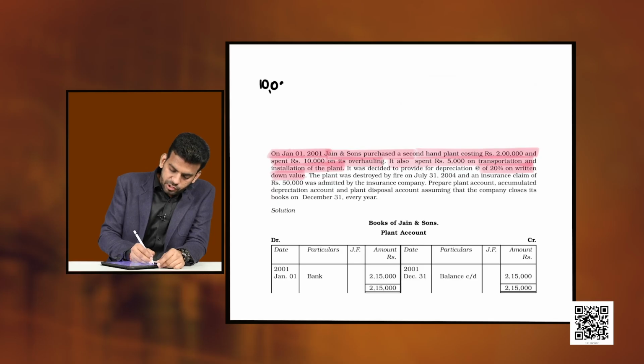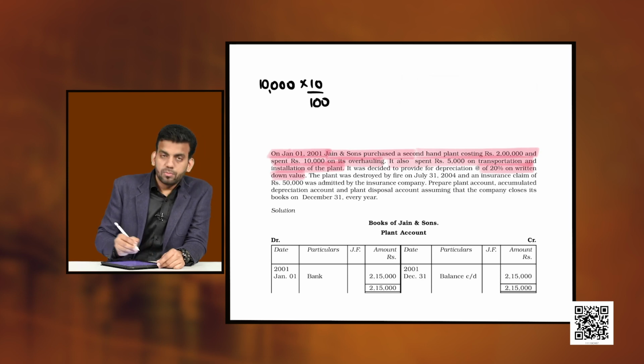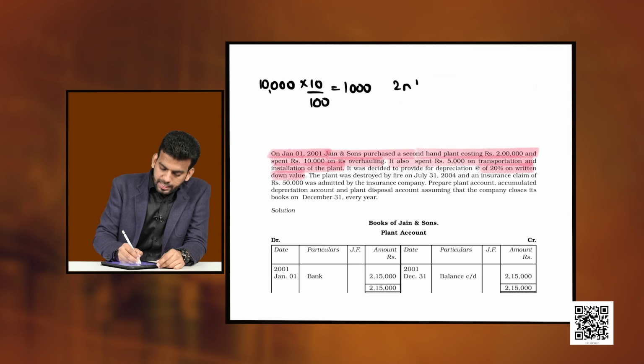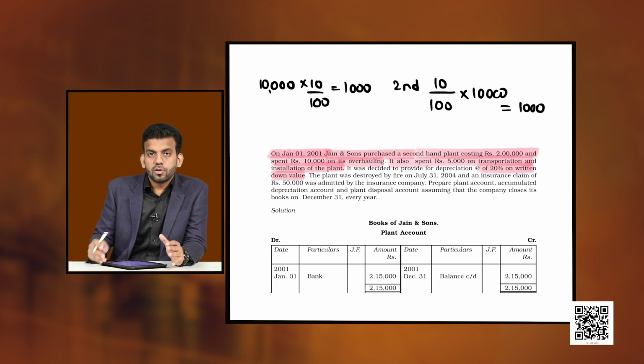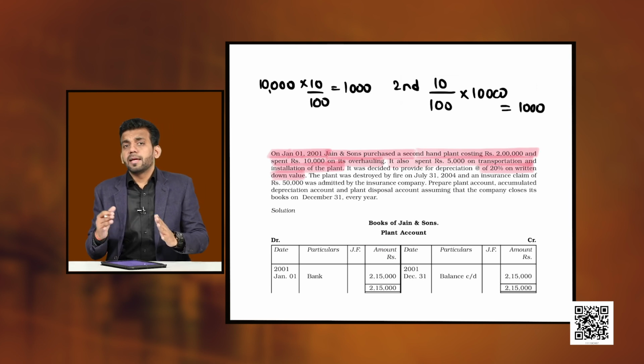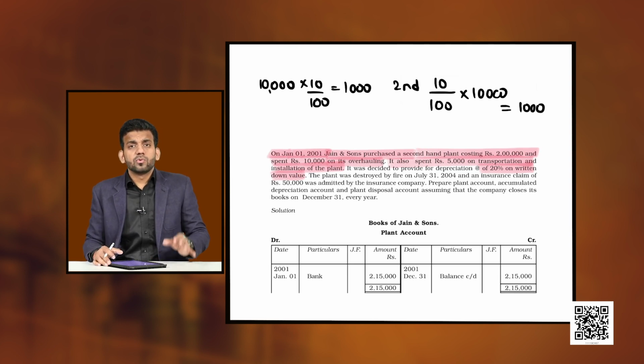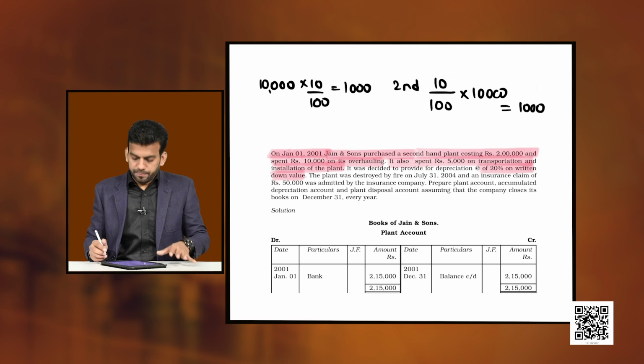Assume you have a machine of rupees 10,000 and 10% depreciation is to be charged. It makes it 1,000 for the first year, and for the second year it is again going to be 10% of 10,000, that is 1,000. This is your straight line method. Clear, students? That means year by year the amount of depreciation remains the same when it comes to the straight line method.